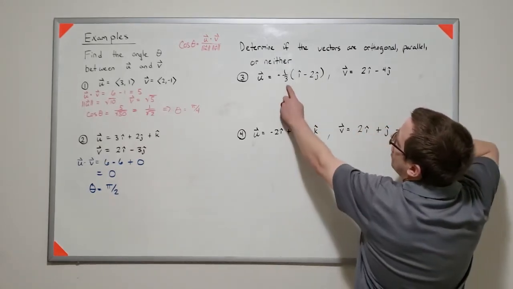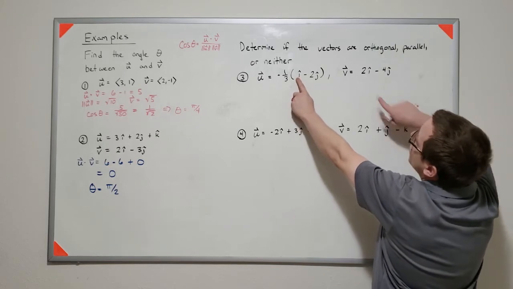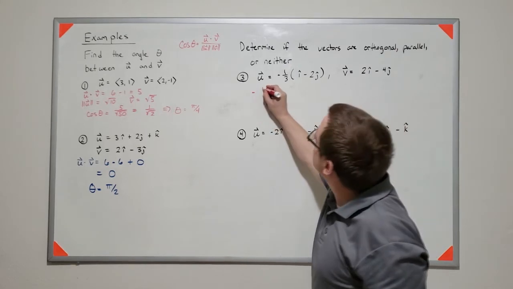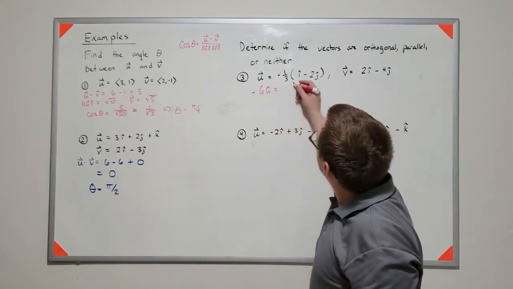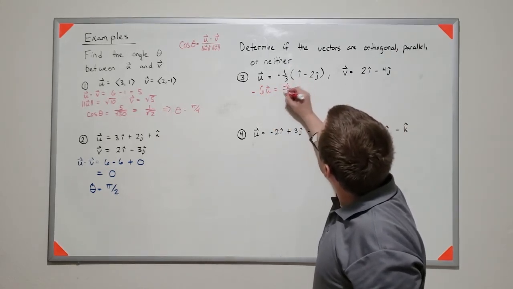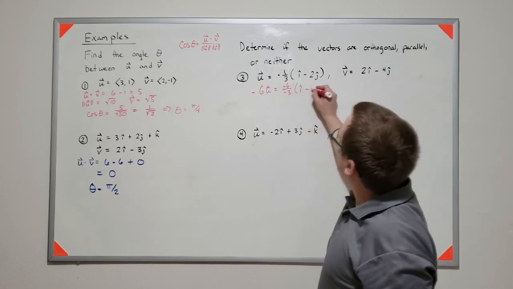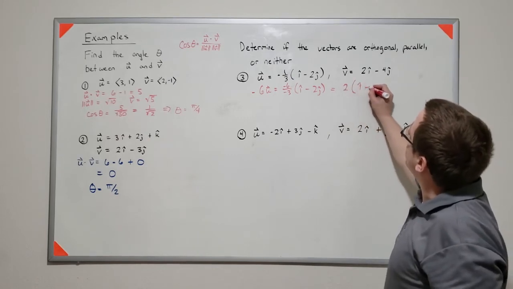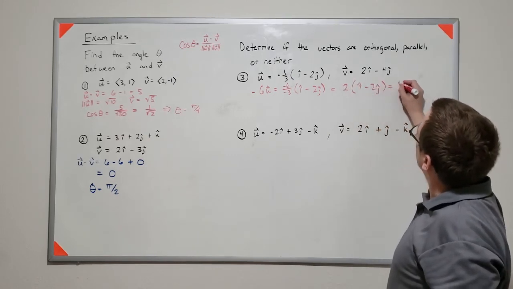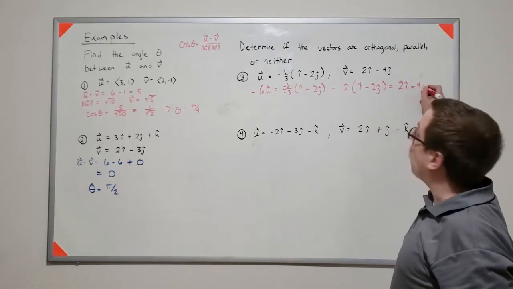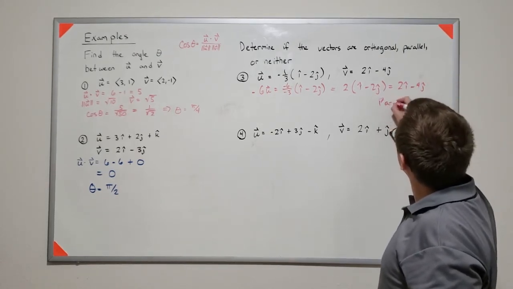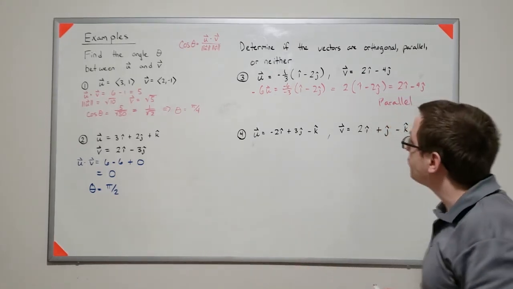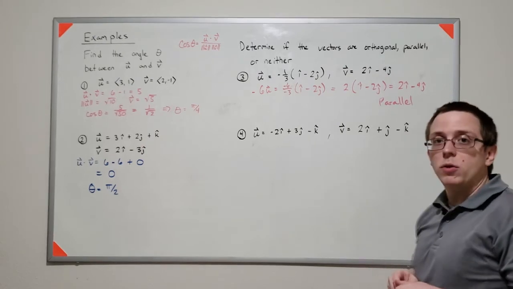So in this case, I would have to multiply by negative 6 to get there. So if I do negative 6 U, I get negative 6 over negative 3 times i minus 2j, which is 2 times i minus 2j, which is 2i minus 4j. So they're parallel. Well, that's kind of neat. So we didn't have to work too hard.